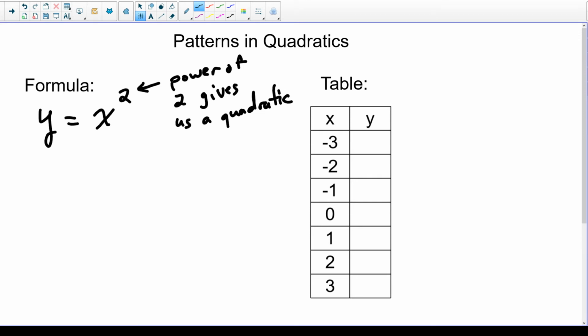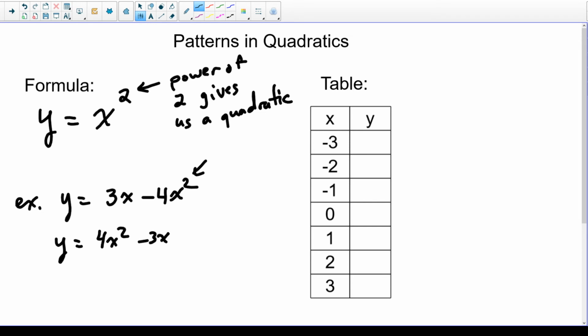So as long as you have a power of 2, so if you have, for example, y is equal to 3x minus 4x squared, as soon as you see a power of 2, it doesn't matter, as long as the other letters are just x's, as long as the highest power is a power of 2, you're going to have a quadratic. So you could have y is equal to 4x squared minus 3x plus 5. That would be the equation of a quadratic because, again, the power of 2.